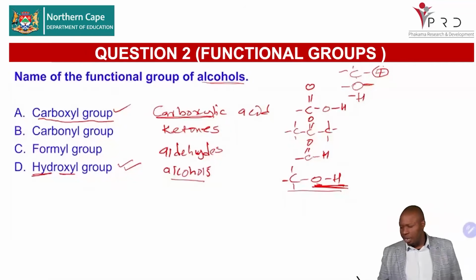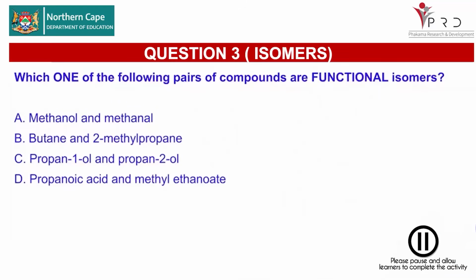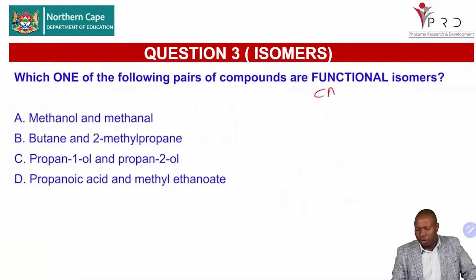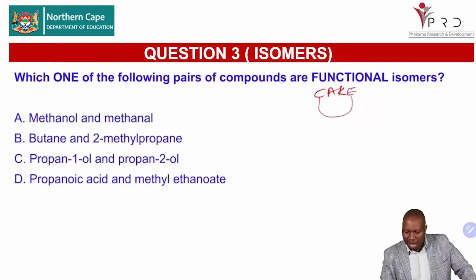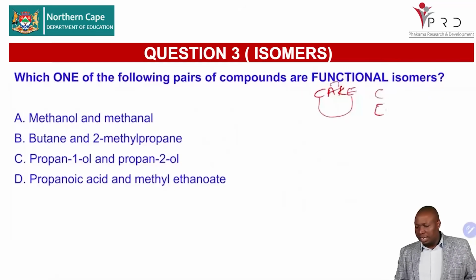Now, as we move, because we want to do as many questions as we can, we are saying which one of the following pairs of compounds are functional isomers? When you see functional isomers, you always remember CAKE, that we have the carboxylic acids and esters. We have the aldehydes and ketones. And remember, carboxylic acids and esters, they have two oxygens.